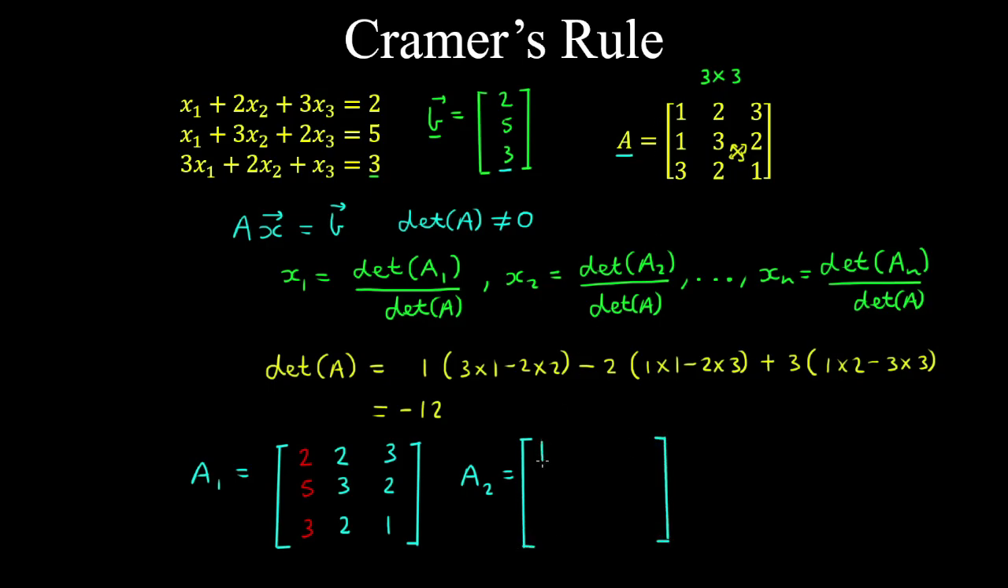So this time the first and third columns remain the same, and we replace the second column of A with the entries in B. And finally, for A3, because we have 3 unknowns, we have the first columns remaining the same, and the final column replaced with the entries in B.